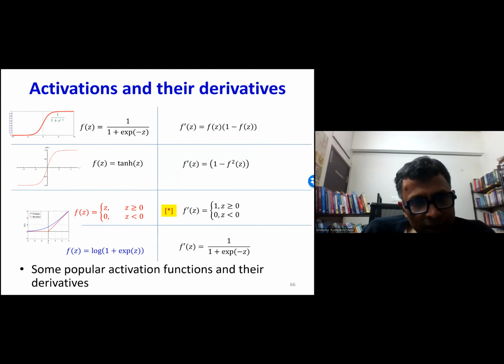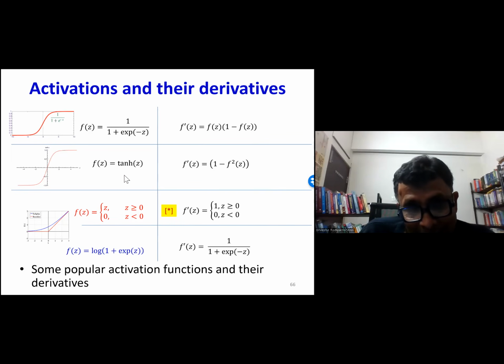For example, the sigmoid, which has the shape of this curve here, given by this formula 1 over 1 plus e raised to minus z. And the derivative of the sigmoid also has a nice formula, which is given out here. The derivative of the sigmoid, if you look at it closely, is going to be 0 initially. It will increase till it gets to this point, then it begins decreasing, and then goes back to 0.